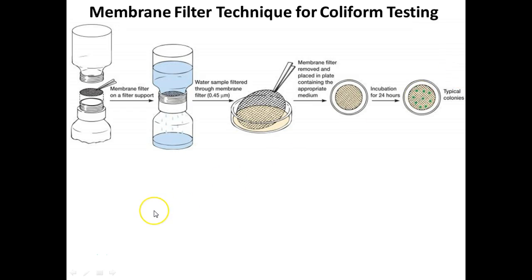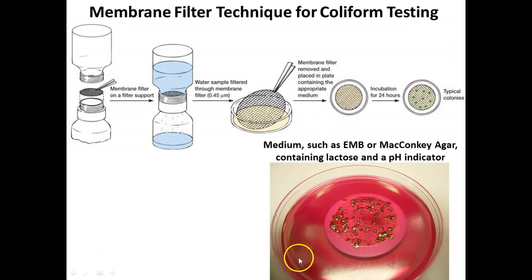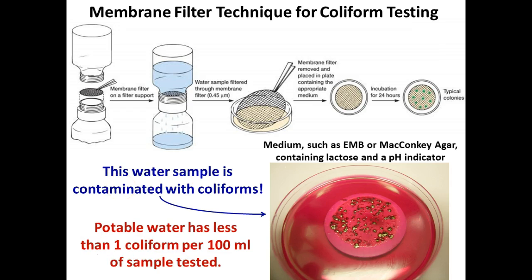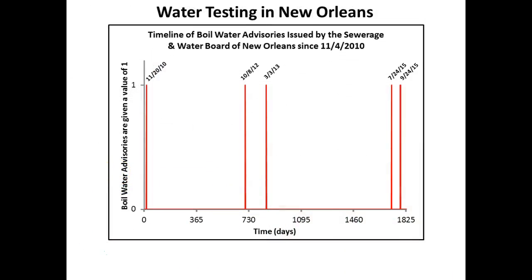We obviously do not want fecal coliforms to grow. They'll either put that filter on EMB or MacConkey agar, and then we'll look for growth. Here you can see growth has occurred. This is not a good sample. This is an example of contamination. Thankfully, what they consider potable water has less than 1 coliform per 100 milliliters of sample. This is definitely more than 1 in the picture. We don't want that.